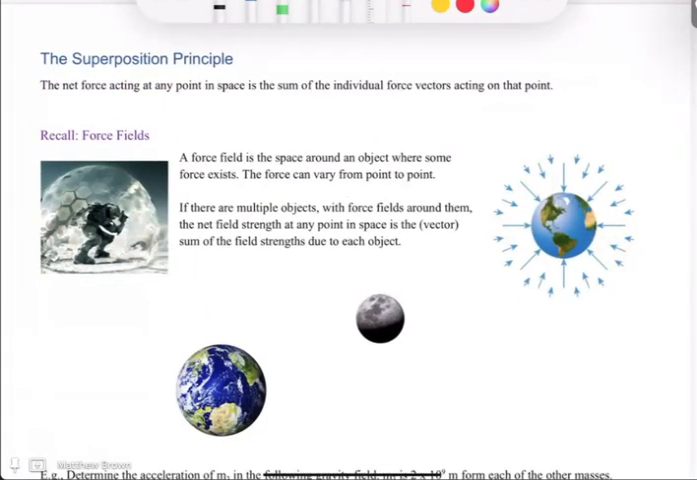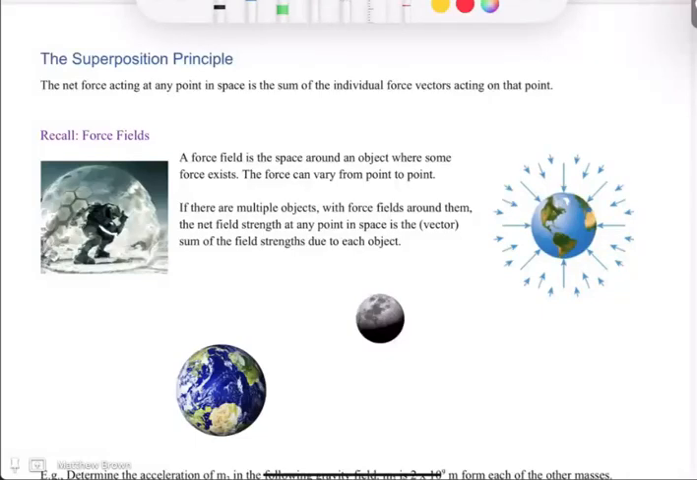Okay, another concept that's sort of important here when we're dealing with charges is the principle of superposition. You know it, you love it. The net force acting at any point in space is the sum of the individual force vectors acting at that point. And so recall, we talked about force fields before. A force field is the space around an object where some force exists, and the force can vary from point to point. Usually we see it actually varies according to r squared, or the distance from the center squared, and that's going to be the same for charges as it was for gravity.